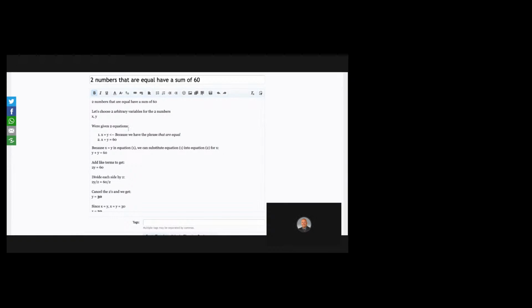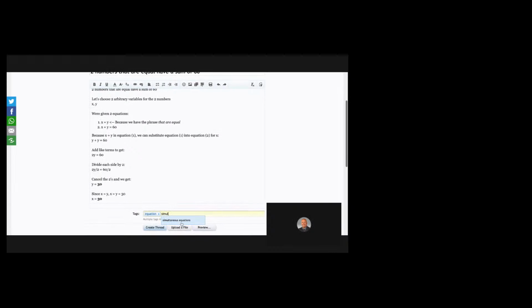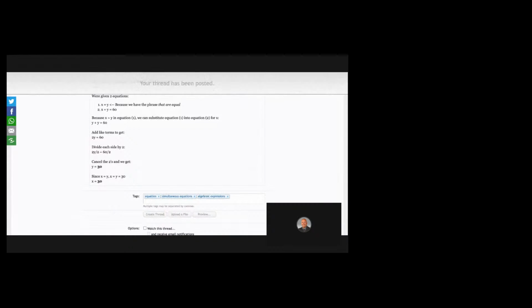So that's the answer. The key to knocking this out fast is this key phrase here, two numbers that are equal, and then have a sum. So we wrote up two equations, just laying out our givens, and we see instantly that our equal phrase gives us the shortcut to substitute this into this, simplify, evaluate, and we are home free. So I'll put simultaneous equations, and that was also algebraic expressions dropped in there. So that's it. Let's see what else we got.